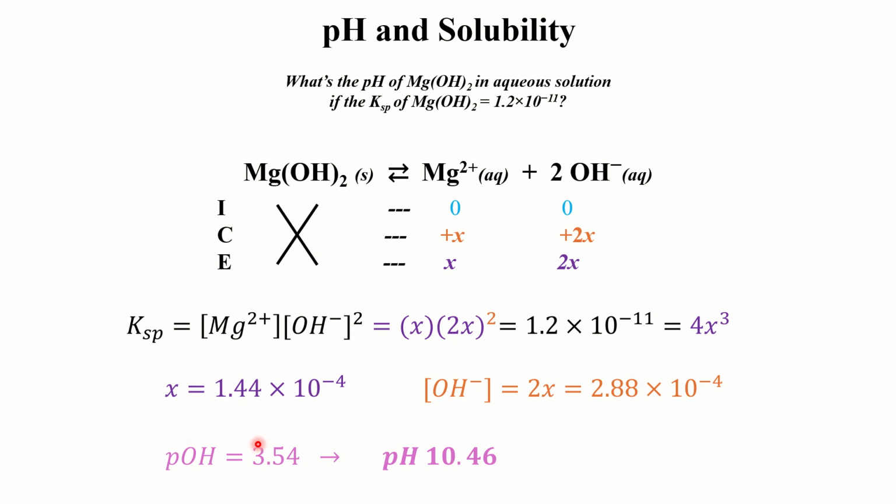Now we can solve for the pOH. The pOH is the negative log of the OH- concentration. If you take the negative log of this value, you find that the pOH is 3.54. And then remember that to find the pH, you would just take 14 minus this value. And our final answer, the pH is equal to 10.46.